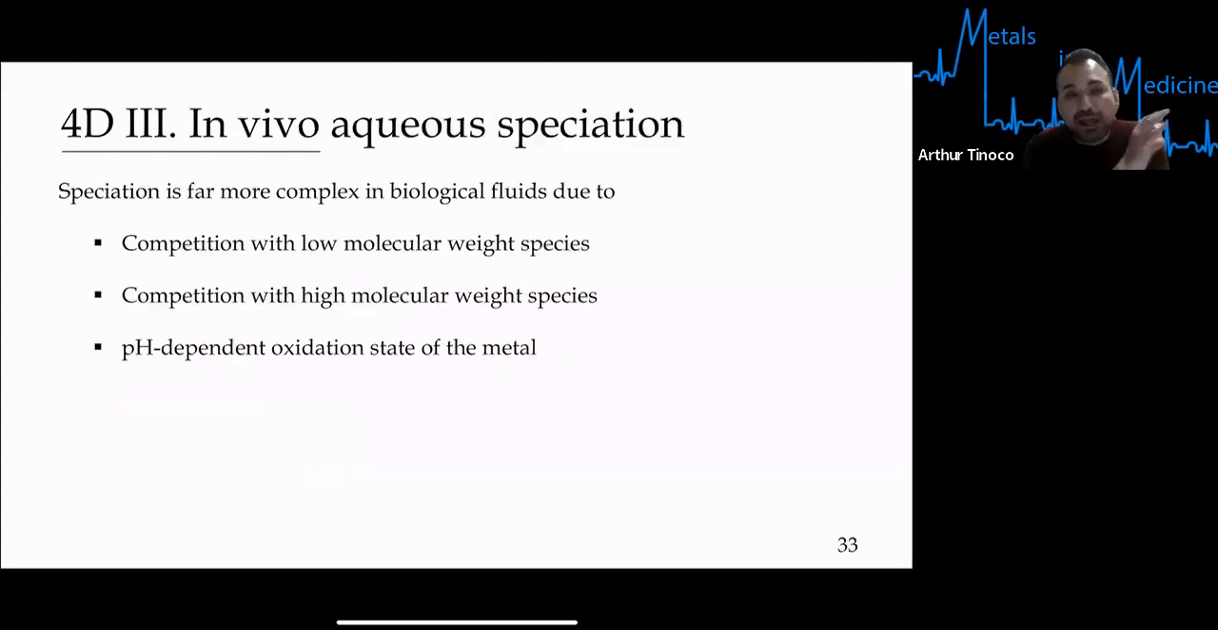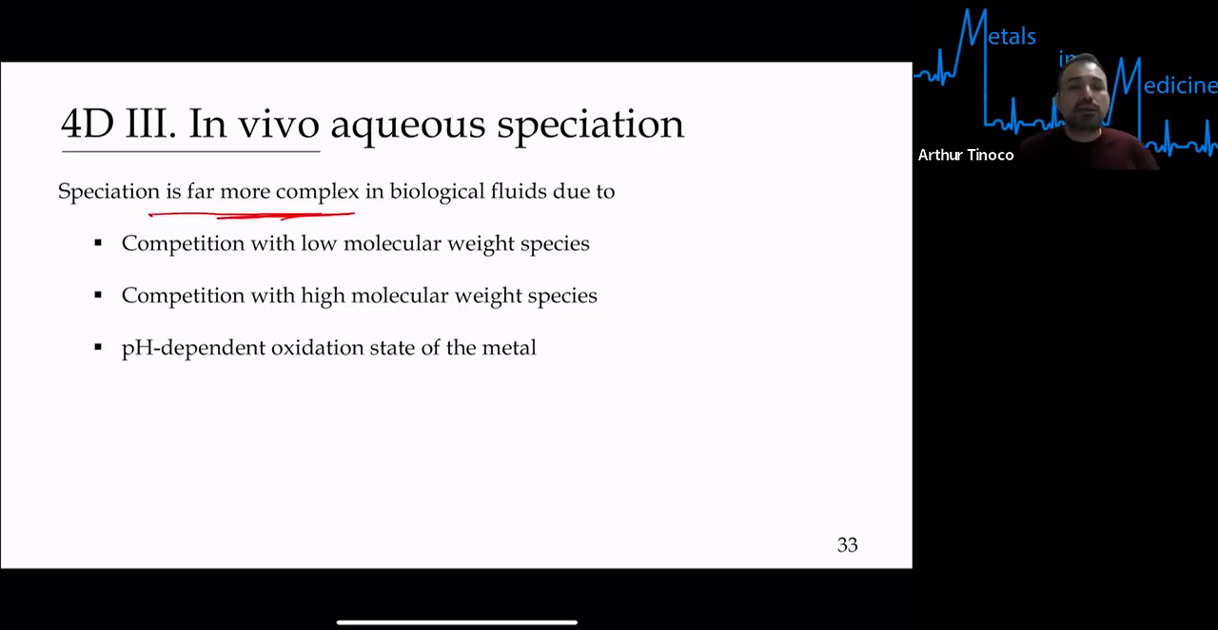So now that's just taking into consideration ligand binding to metal in a water environment. But now let's try to get this a little bit more complex and start thinking about speciation in vivo. Here, you're not just looking at one ligand interacting with a metal in water. Now you're thinking about water in addition to other things that are present that may have metal binding capability. So you can imagine that speciation is going to be far more complex in biological fluids.